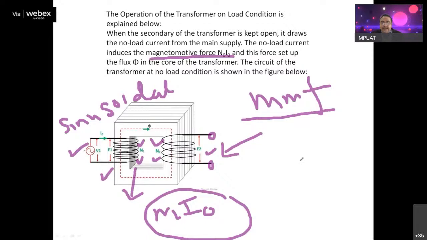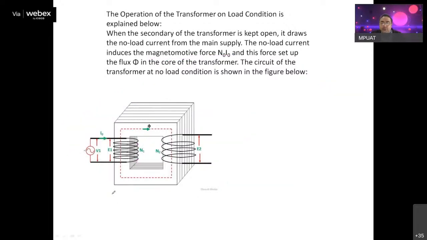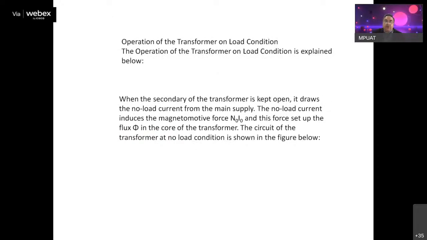So this is the circuit diagram which I have shown you. This is of the no load. I am again revising it because this will be coming in how the transformer operates when it is under loaded condition. Now with this much of background, let us discuss the operation of a transformer under load condition. So when the secondary is kept open, it draws only no load current.